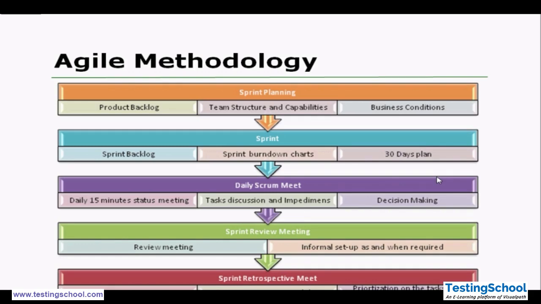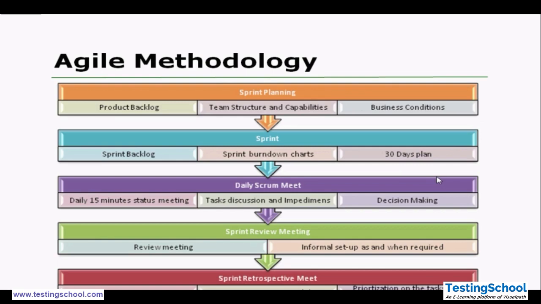Like we define certain team members. So ideally in the agile model, we have 5 to 7 members in the team, that is 4 to 5 developers and 2 or 3 testers. Then we have the business conditions. So what is the condition of the business? Then we have the sprint. What is a sprint? Sprint is a cycle of a particular feature implementation.